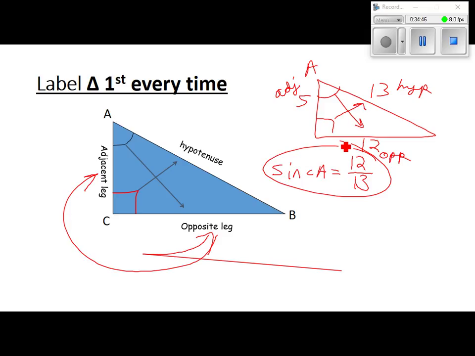We really didn't need anything else. Now, if we wanted to find angle A, that's when we'd start using the calculator. All right? But just to find the sine of it, that's all we did.